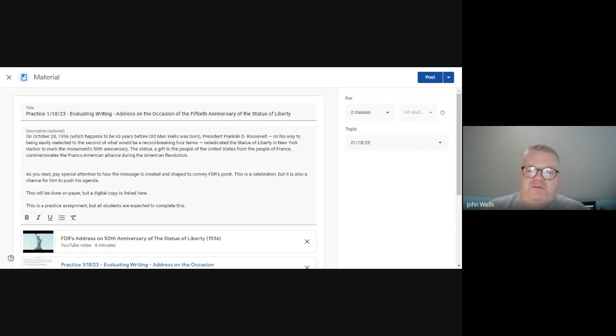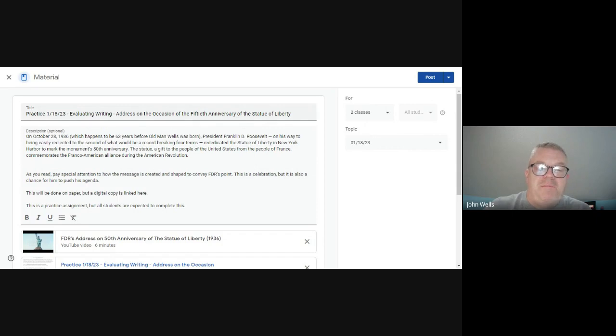And let's take a look at our assignment for today. This is another evaluating message, or evaluating the writing. What we want to do is take a piece of text and be critical consumers of that text, able to understand not only what was being said, but how it was being said. What was done intentionally to make that message come through, to convey that to us, the audience? Okay, that'll be our goal today.